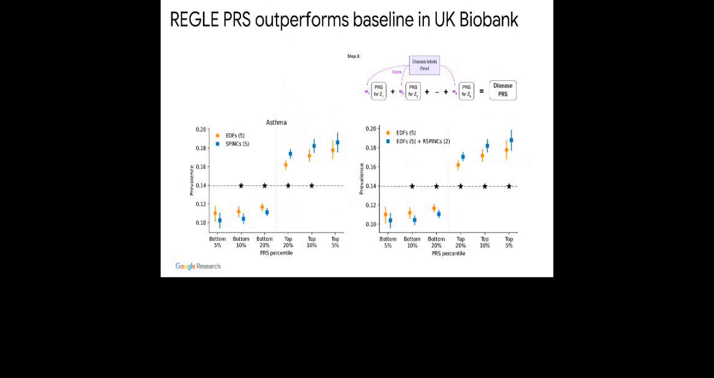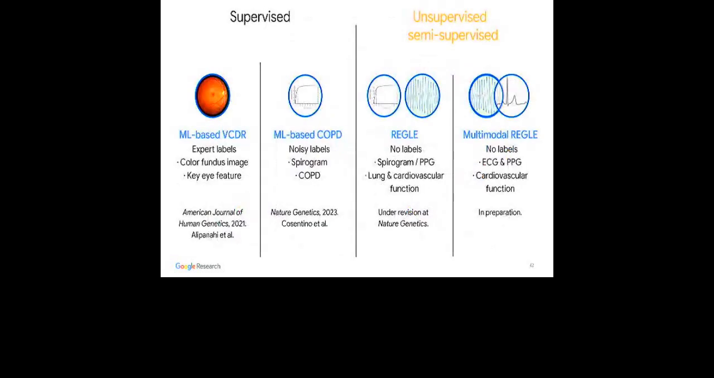I think at this point, I would try to summarize the talk. Hopefully, I convinced you that ML-based phenotyping can work for certain phenotypes if you have high quality clinical data. I showed it under two different settings, supervised and unsupervised. In the case of supervised, I showed if you have high quality data, such as VCDR, you can perform ML-based VCDR. However, if you don't have high quality labels, you have access to billing codes, which are very common in the US, or self-reported data, you can still run ML-based COPD.